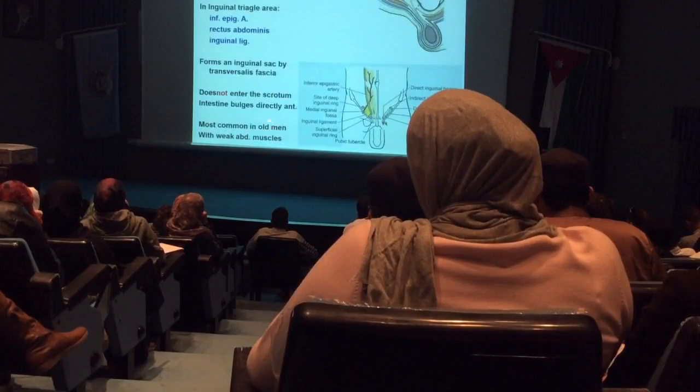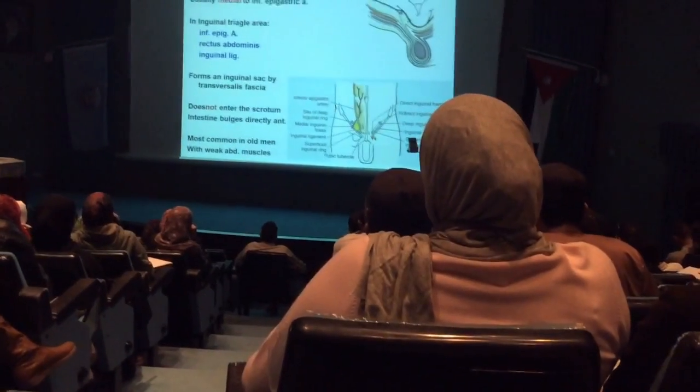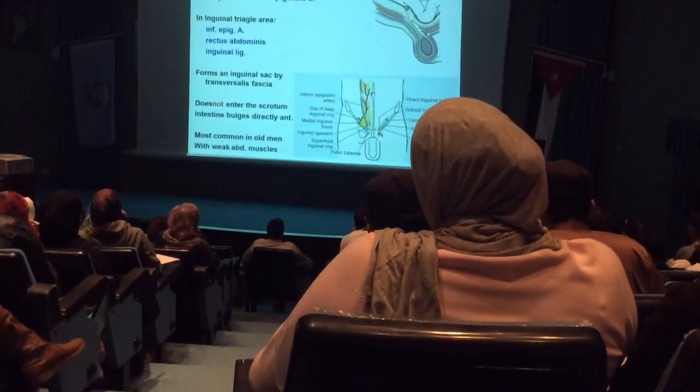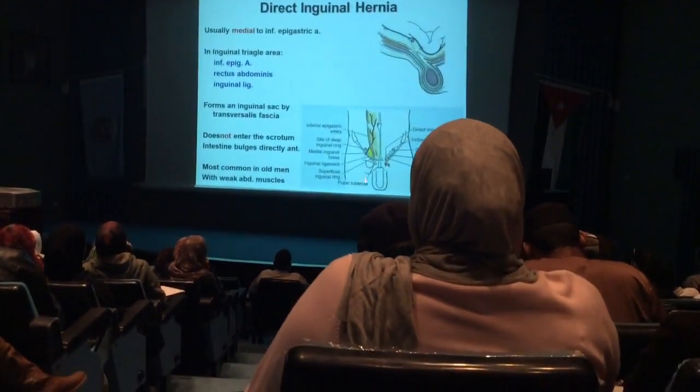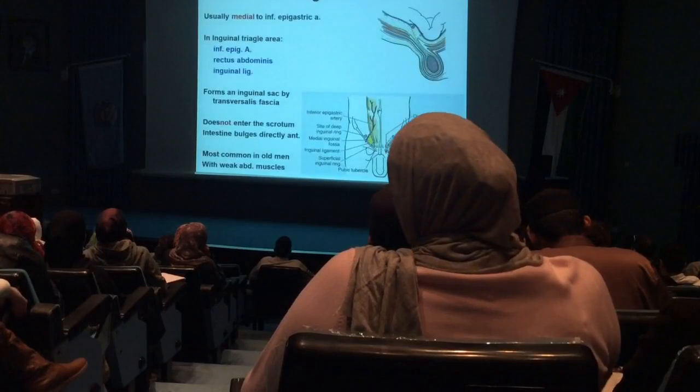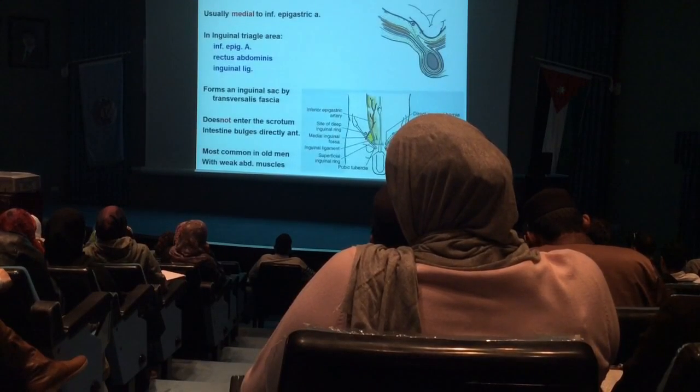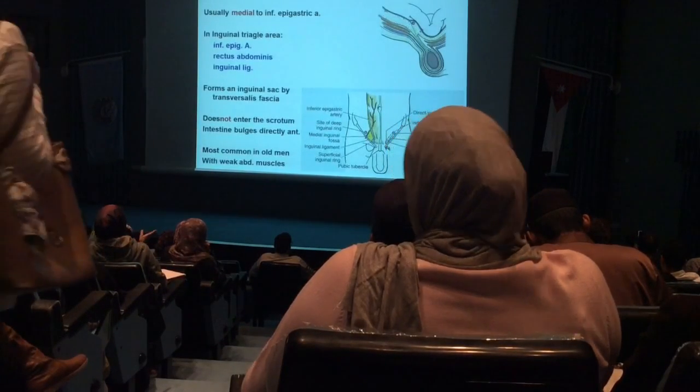Now this one is more common in old men because of their weak musculature. So the muscles become very loose, very weak, so easily the intestine can pass here instead of taking an indirect way. So direct in old people, indirect in young people and children.